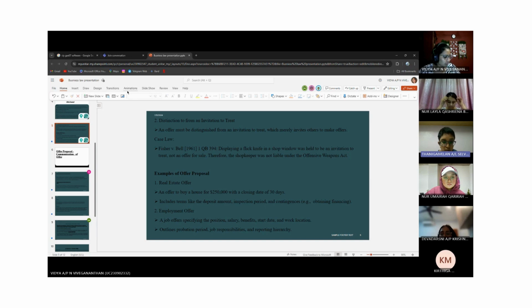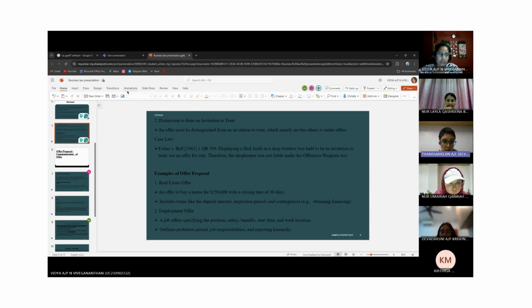Example of offer proposal. First is real estate offer. An offer to buy a house for 250,000 with a closing date of 30 days. Includes terms like the deposit amount, inspection period, and contingencies, for example, obtaining financing.